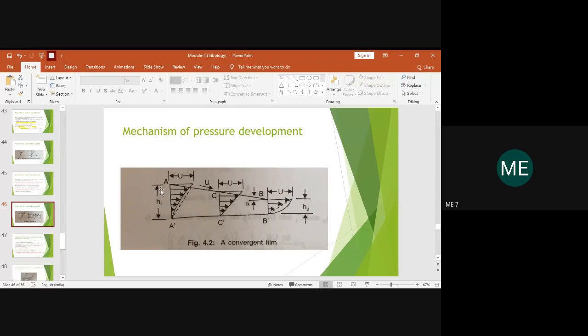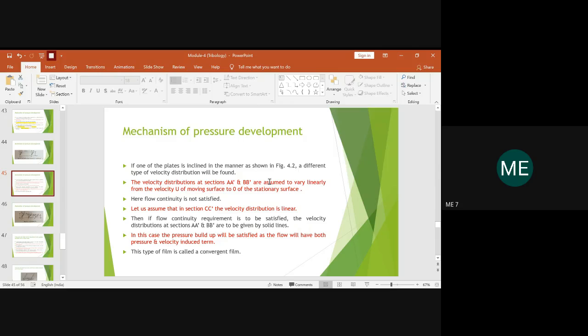Here the thickness of the oil film will be different, which we specify as H1, and here the thickness of the film will be different, which we specify as H2. So when you have a variation in the oil film thickness due to the upper surface being inclined to the plane of paper instead of being perpendicular, you should understand how the distribution of pressure will be across the oil film. That's what we are going to discuss now.